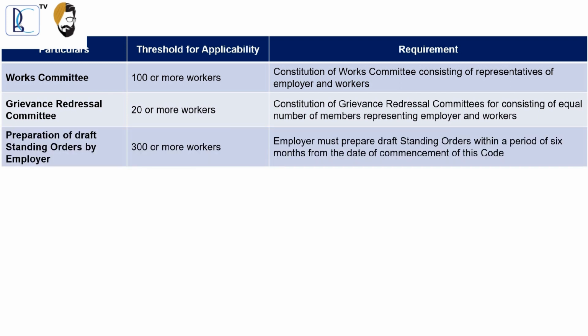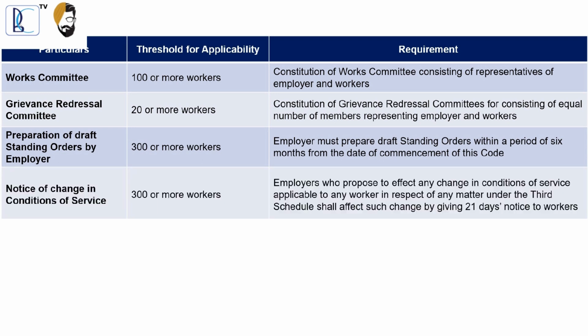Preparation of draft standing orders by the employer: 300 or more workers. The employer must prepare draft standing orders within a period of 6 months from the date of commencement of this Code. Notice of change in conditions of service: 300 or more workers. Employers who propose to effect any change in conditions of service applicable to any worker in respect of any matter under the 3rd Schedule shall effect such change by giving 21 days' notice to workers.